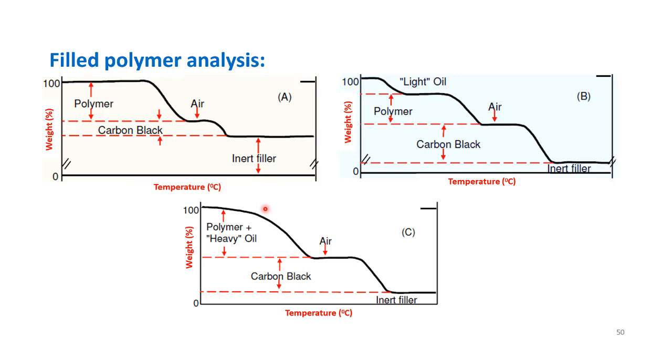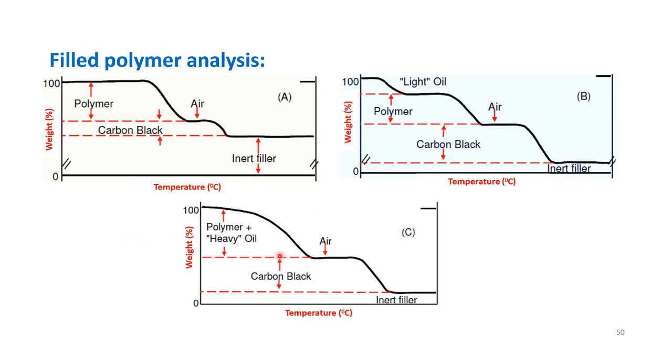In different cases, like here, we can see that first the polymer is getting degraded, and the carbon black after switching to air. Then there is an inert filler. The inert filler percentage can vary depending upon our polymer. In this case it is very high, and in the second case there is some degradation because of the light oil, then polymer, then carbon black, and very little inert filler.